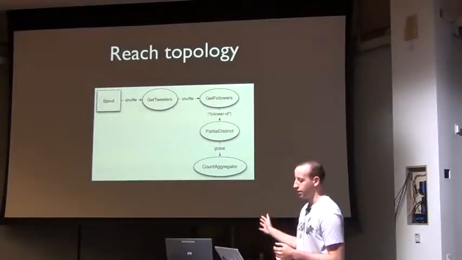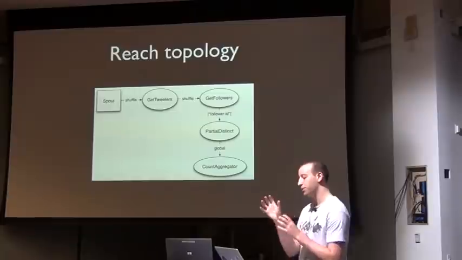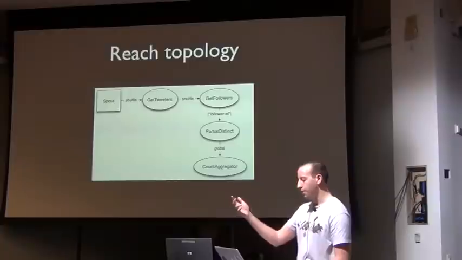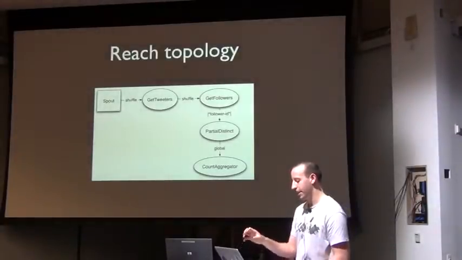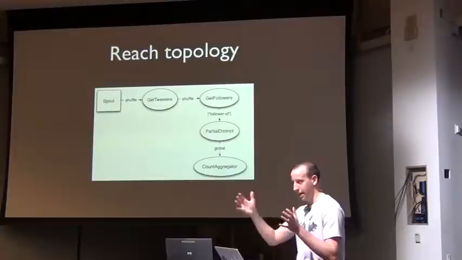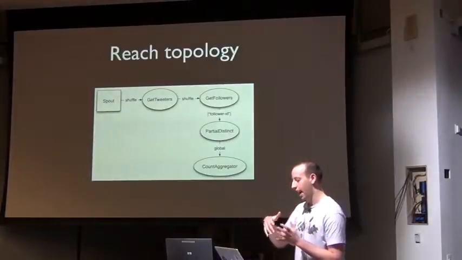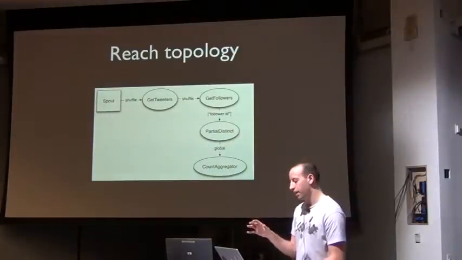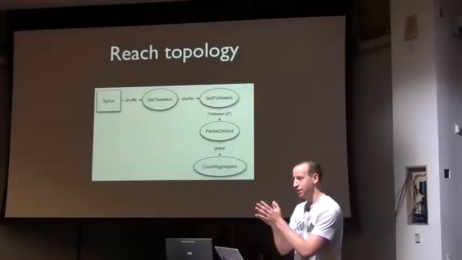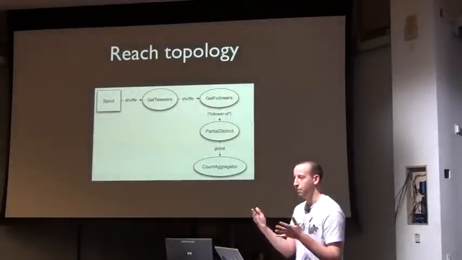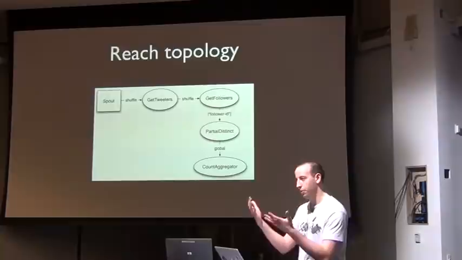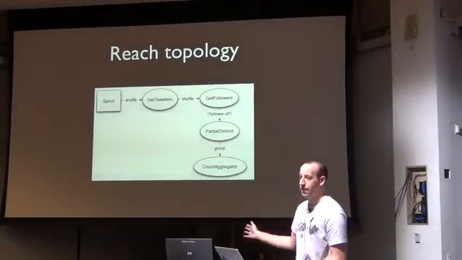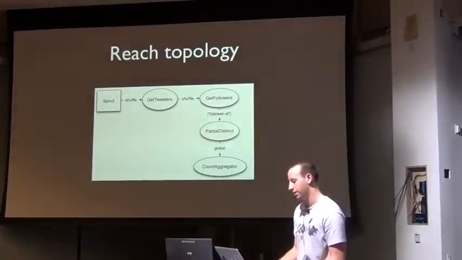The next bolt is called partial distinct. What partial distinct does is a fields grouping on that stream by the follower ID. This means the same follower ID will always go to the same task. Partial distinct collects the set of all the followers for that request that it sees, and then it emits the unique count of that set. And the trick here is that because it does the fields grouping, the set of followers each task receives is mutually independent from all the other tasks. So once they emit their partial counts, all that's left to finish the computation is to do a global grouping and sum the counts together to finish the reach computation.